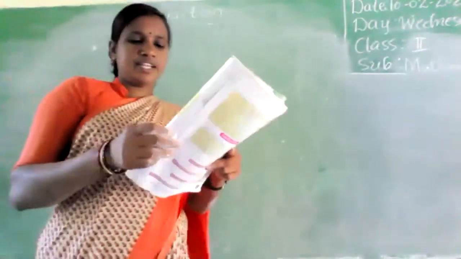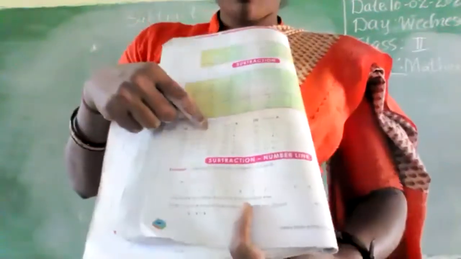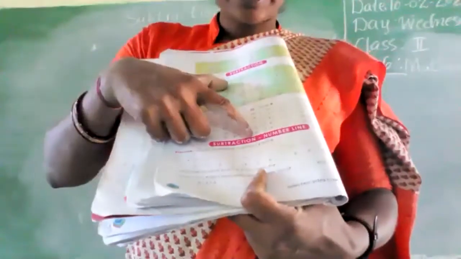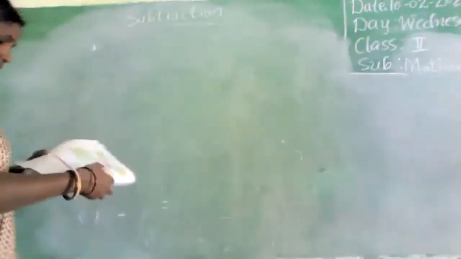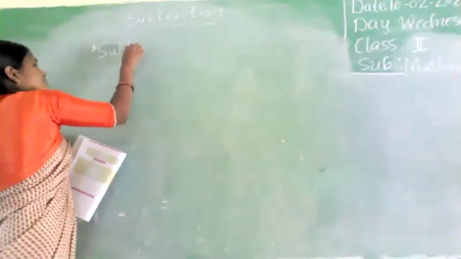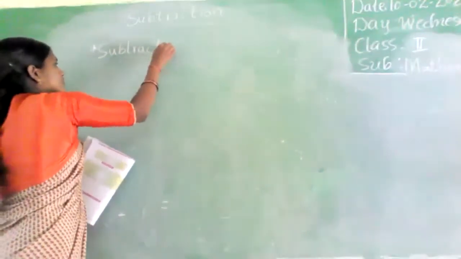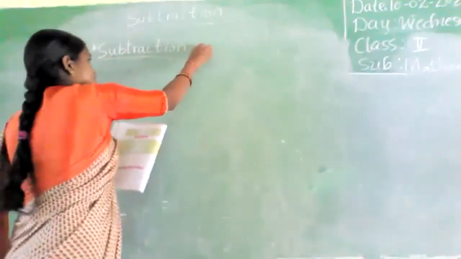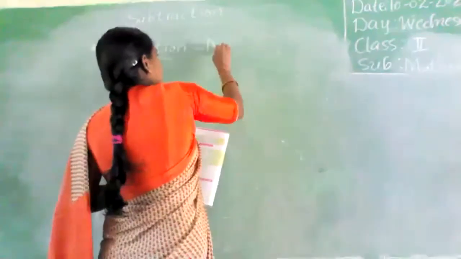See, next. Second bit is there, now that one homework. First bit we are done here. Second bit homework. Next, subtraction number nine. Subtraction number nine.